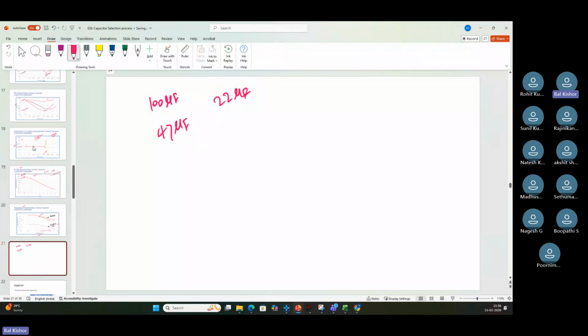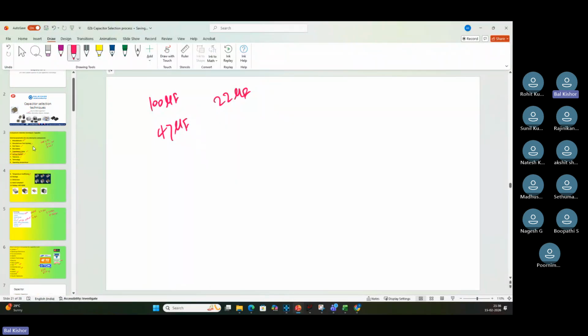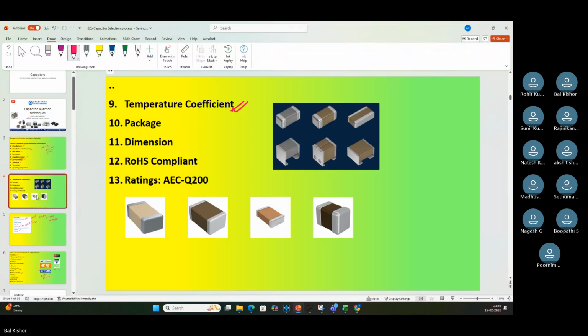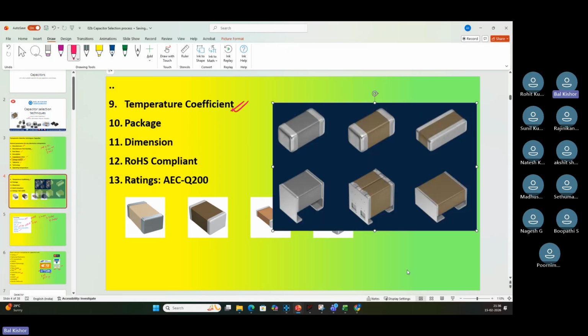You can see pictures will be like this. Where is it? Yeah, see this one. So these are stack-up capacitors. Two capacitors are put in parallel to achieve higher values. So that's the understanding you should have about ceramic capacitors.